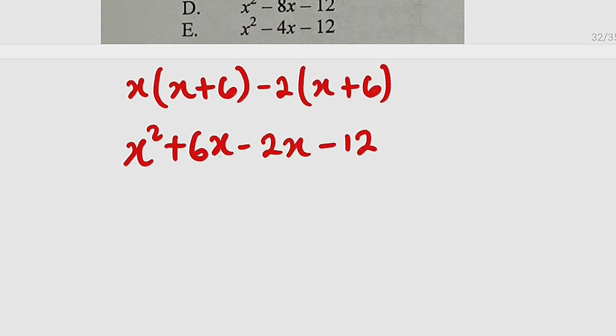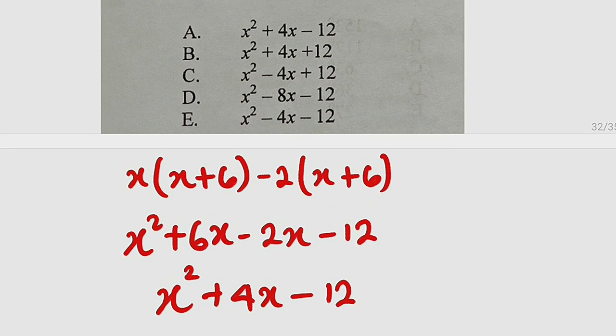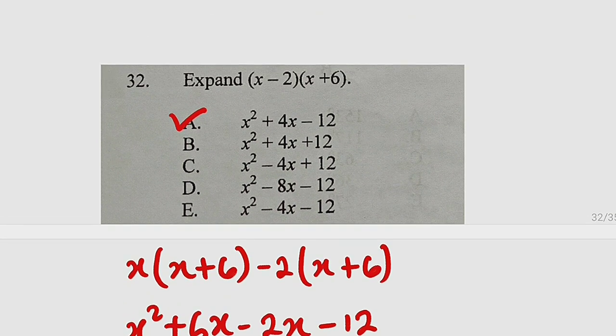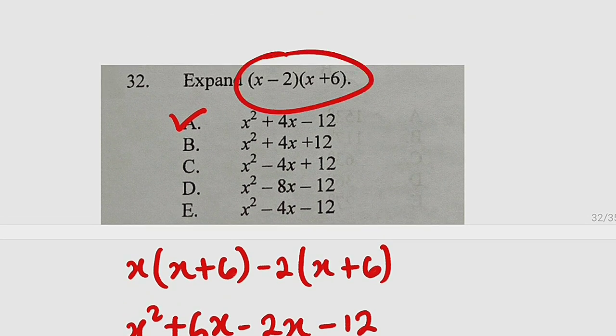The middle terms are like terms. 6 minus 2 is 4. So this is x squared plus 4x, then minus 12, which is option E. Well, let me show you the shortcut. Remember that this resembles what? Quadratic factors. I remember if you wish to factorize a quadratic function that is factorable, you think of two numbers that you can multiply together to get the constant, and when you add them together, you get the coefficient of the middle term.